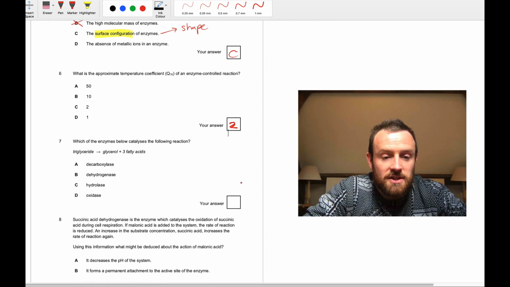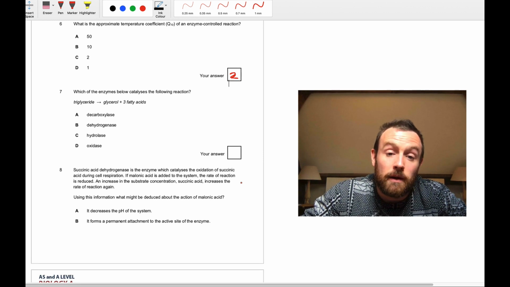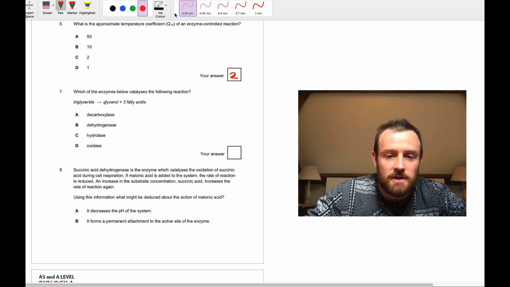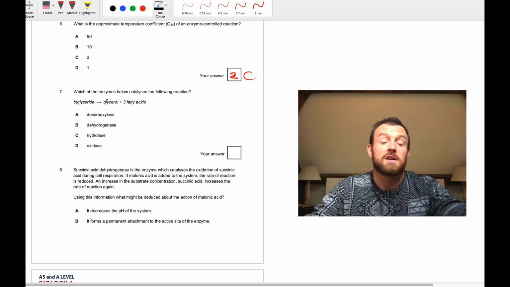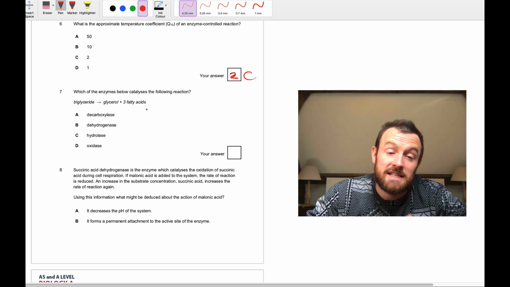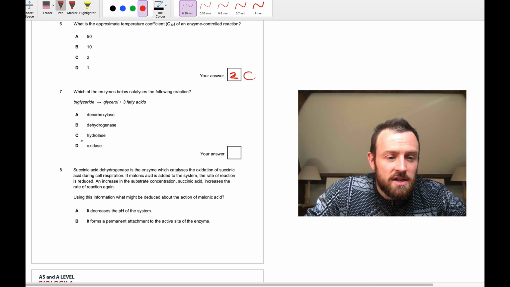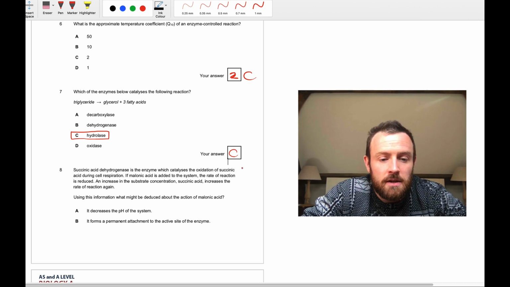7. Which of the enzymes below catalyzes the following reaction? Sorry, that should be C, not 2. Okay, so we just need to know what type of reaction this is. Well, triglyceride being broken down into its constituent parts, glycerol and 3 fatty acids, that's a hydrolysis reaction. So therefore, it is going to be a hydrolase enzyme that does the job.